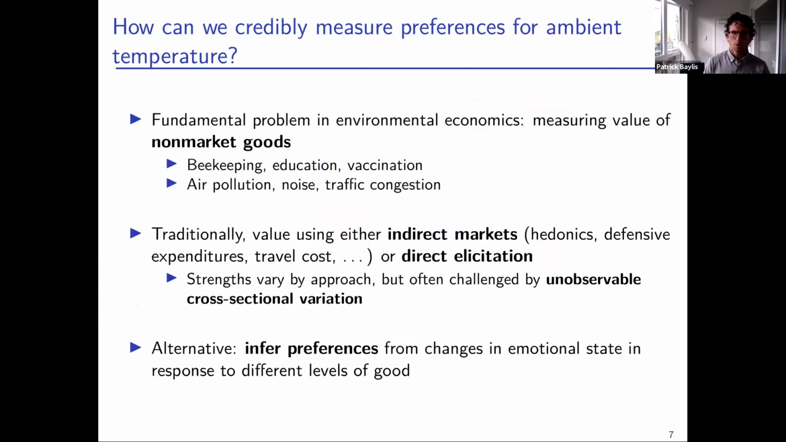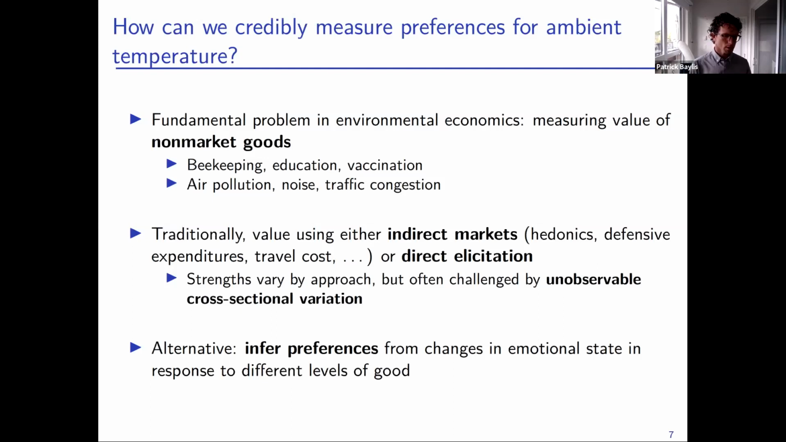So the question that this paper wants to answer is, how can we credibly measure people's preferences for ambient temperature? That's important in a climate context because we're shifting the distribution of weather that people are going to experience. People have preferences over weather. That represents a welfare change, and we think probably a welfare loss, but we need to estimate people's preferences for weather or for climate in order to understand that.